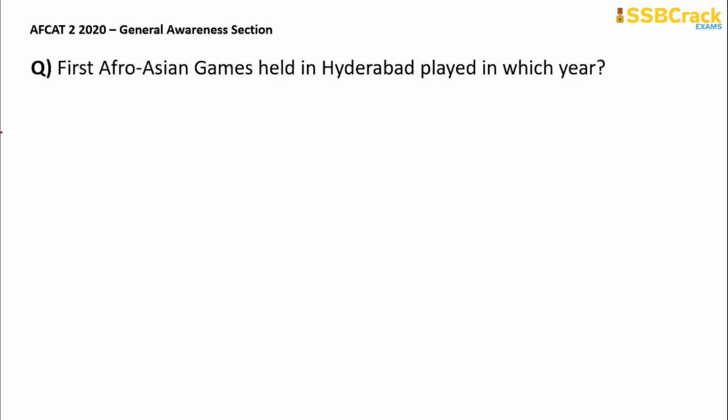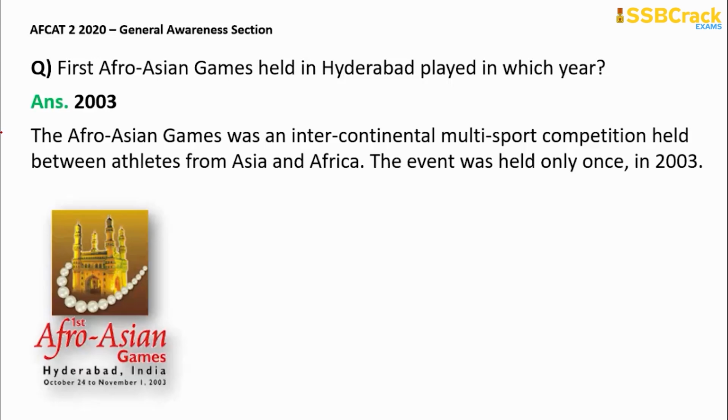Next question. First Afro-Asian Games held in Hyderabad were played in which year? First Afro-Asian Games. So they were played in 2003. The first Afro-Asian Games were the intercontinental multi-sport competition held between athletes from Asia and Africa, and the event was held only once, in the year 2003.